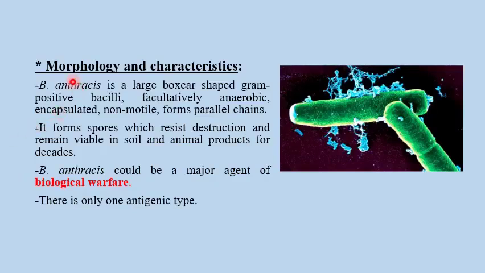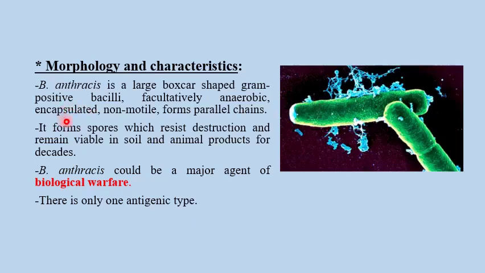نرجع بقى للمرض بتاعنا، نشوف the morphology and characteristics of this Bacillus anthracis. It is a large boxcar-shaped gram-positive bacilli. It's facultatively anaerobic. يبقى إحنا دايما بنقول الكلمة facultatively anaerobic يعني it is ميالة to be aerobic but can withstand anaerobic conditions, like we said when we were speaking about staph in our early lectures.